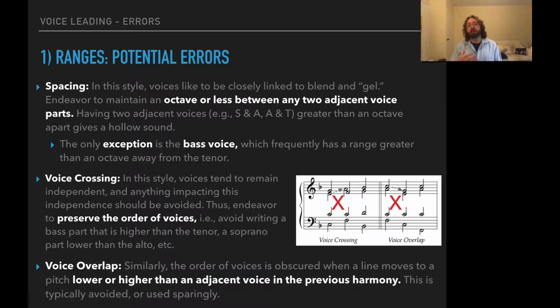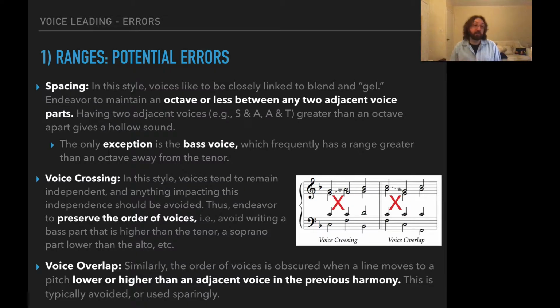So even though sometimes we'll see exceptions to this, in general, we want to keep soprano and alto an octave or less from each other, and alto and tenor an octave or less from each other.